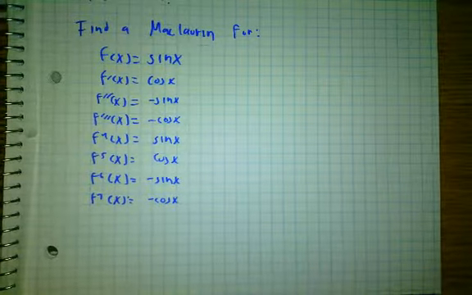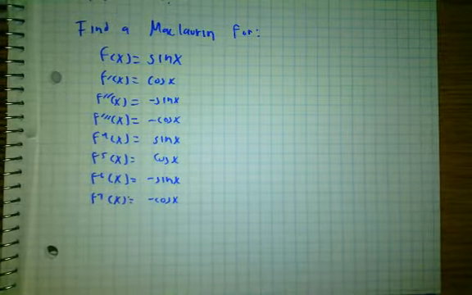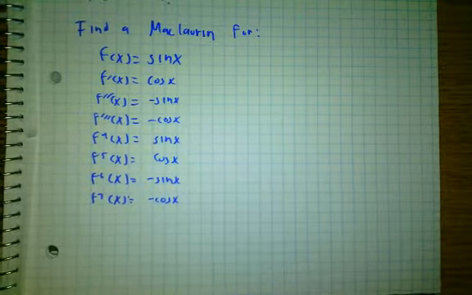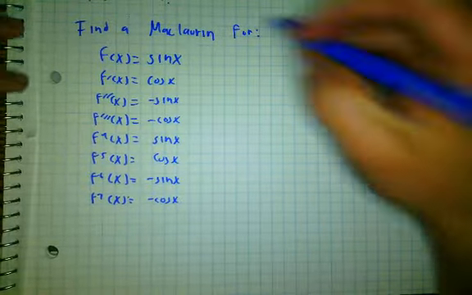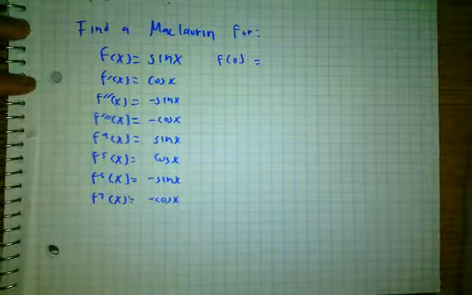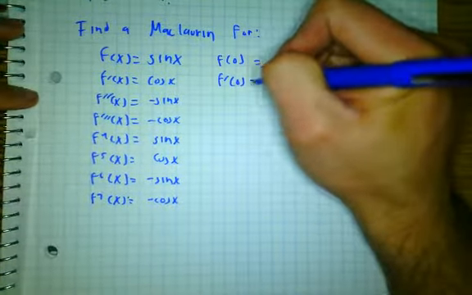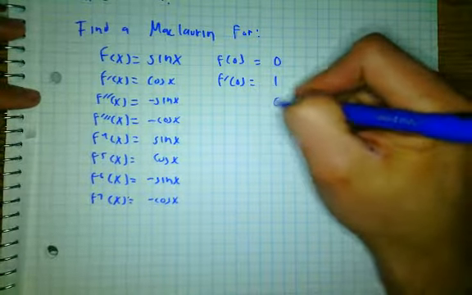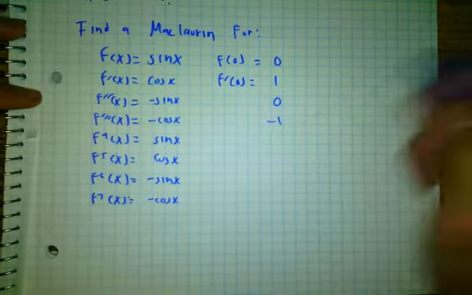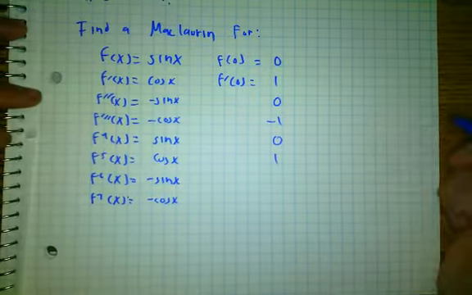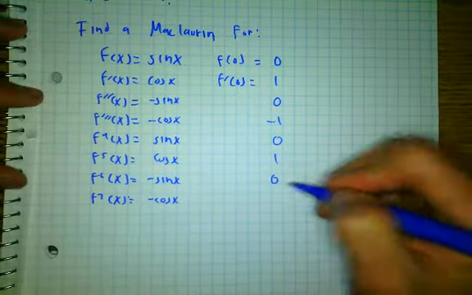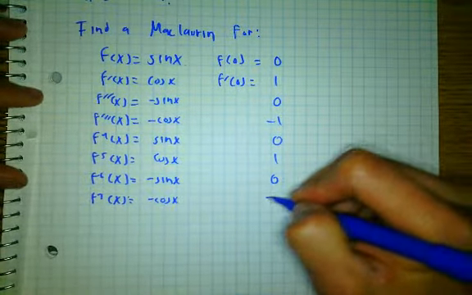All right. So what did you do after you found derivatives? You plug in your center, right? So what's f of 0? Sine of 0 is 0. Then 1, 0, negative 1, 0, 1, 0, negative 1. Do you guys agree?